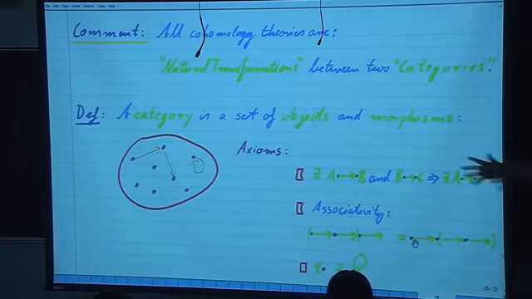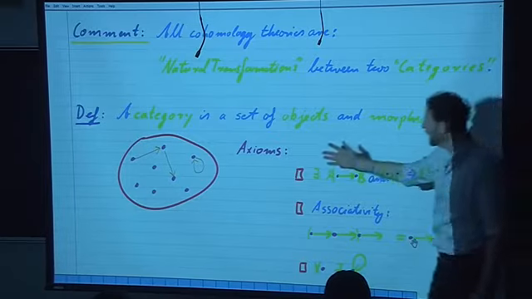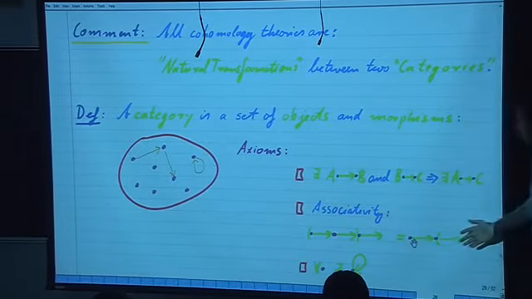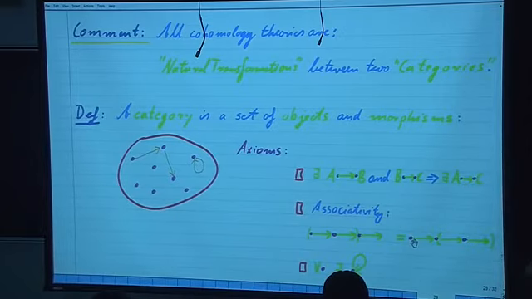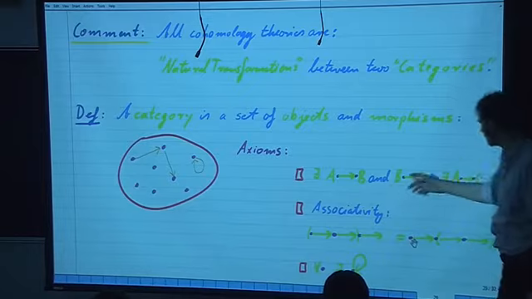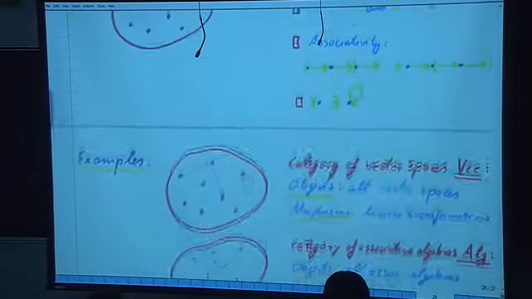See, this is a fairly innocent-looking, very simple structure. A bunch of objects, a bunch of arrows in between them. Those arrows should be composable in an associative way. And if there's one from A to B, one from B to C, there's got to be one from A to C. What are examples of that?